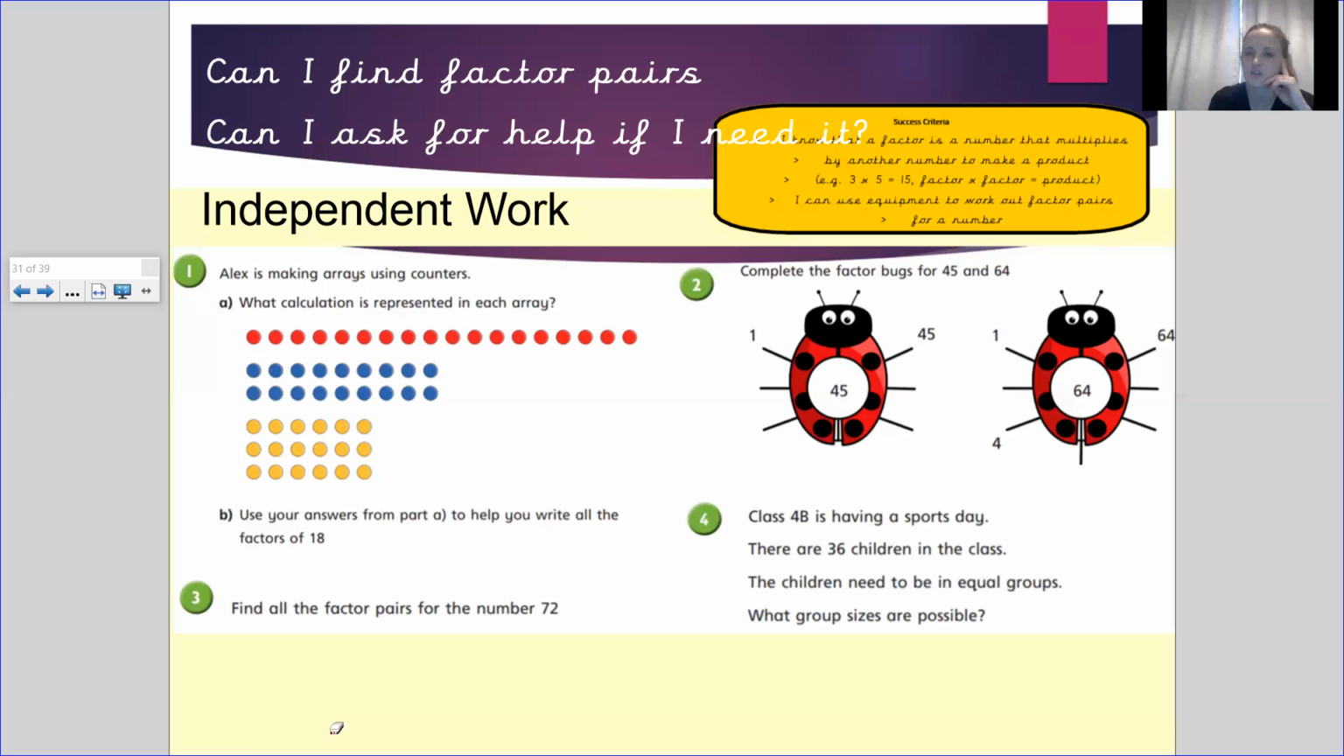So you would need to make sure that you knew your factor pairs of 36. So for example, I will give you the first one. You could have one group of 36 children. Could we have 2 groups? How many children would be in each group? Could we have 3? Could we have 4? So I would like you to give it a think, and how many groups with equal amounts of children could you make with 36 children?